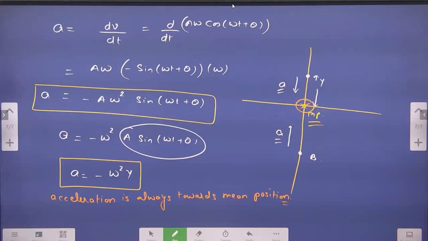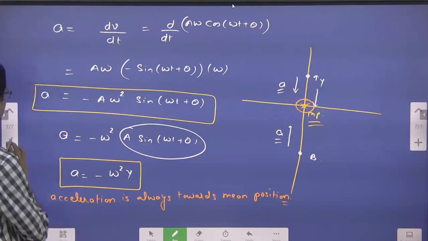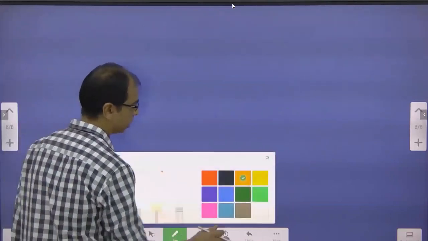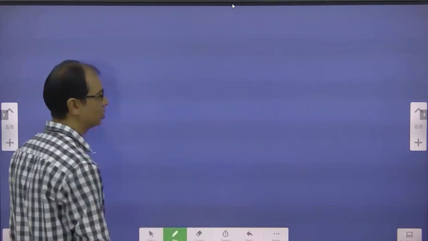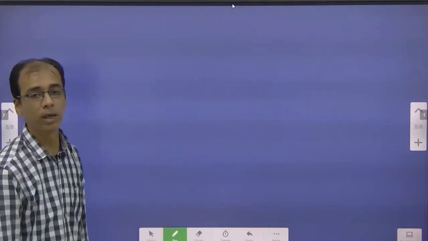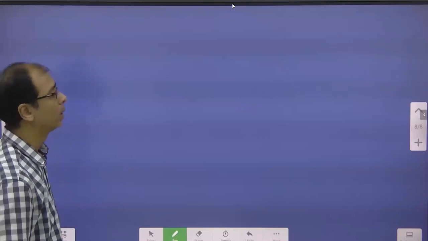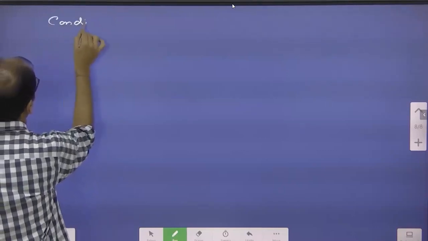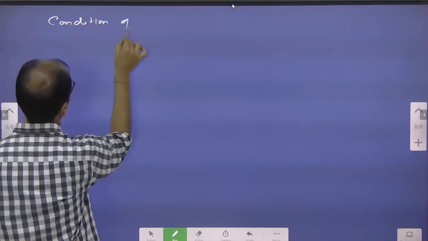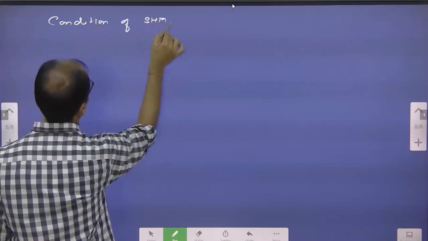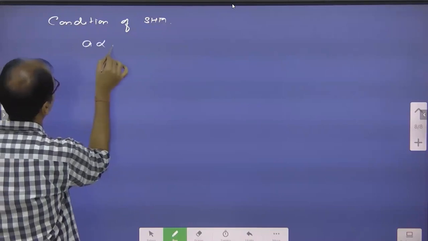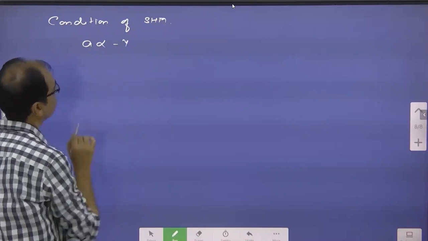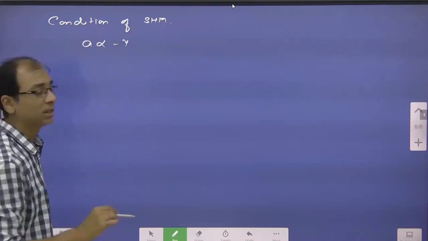So acceleration always acts towards mean position, very, very important point, and that is the condition of SHM as well. Acceleration needs to be always towards mean position, and it is equal to minus omega square y. So that is the condition of SHM. What is the condition of SHM? Acceleration needs to be negative of y, or negative of the position of the particle. This is the condition of SHM.